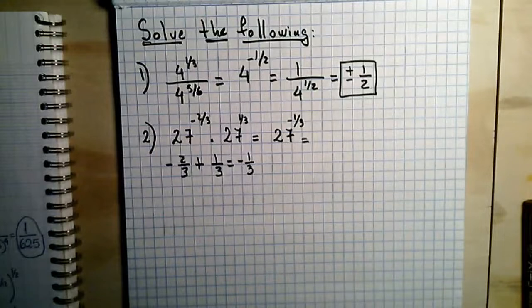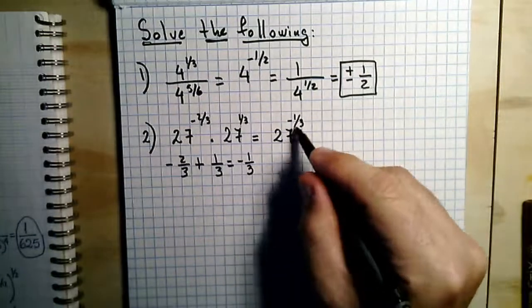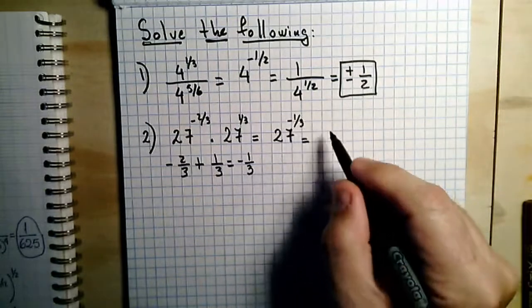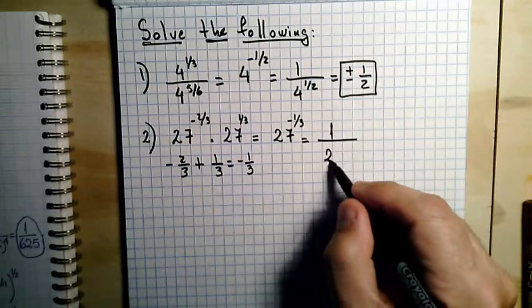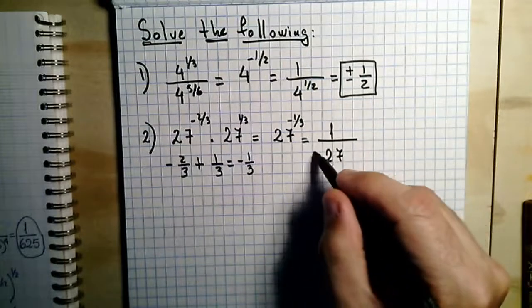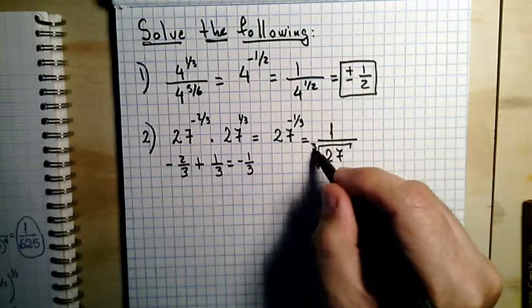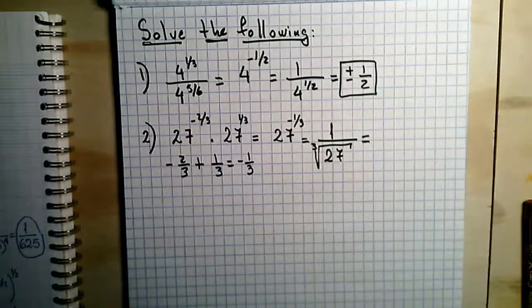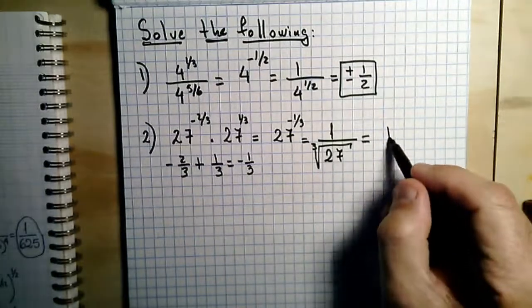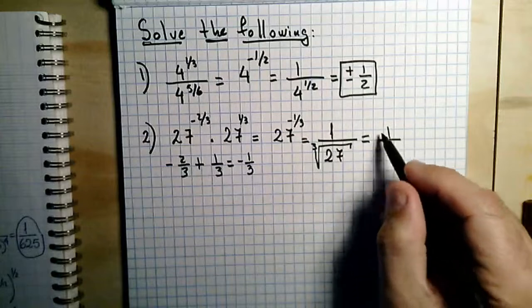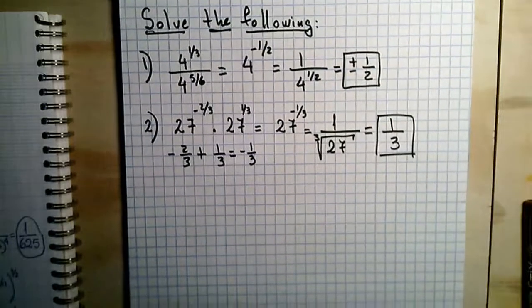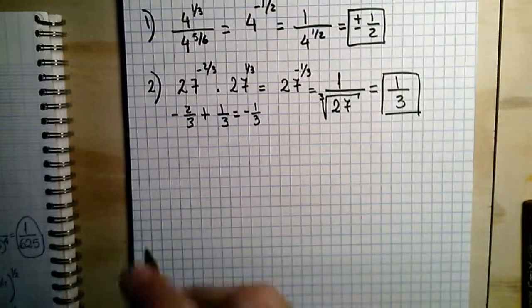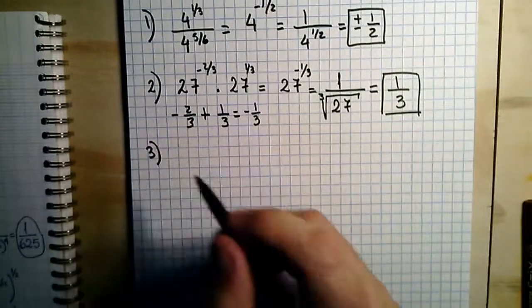Very good. So next, this is again a negative exponent. So I'm going to write 1 divided by 27 to the 1/3, and this is a cubic root. Solving that is going to give me 1/3 as the final result.